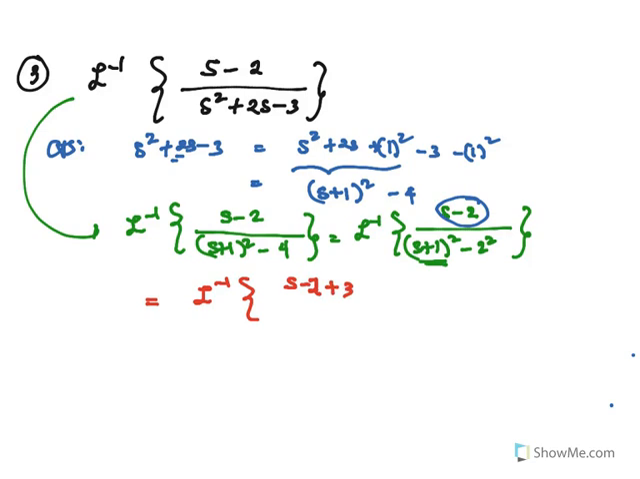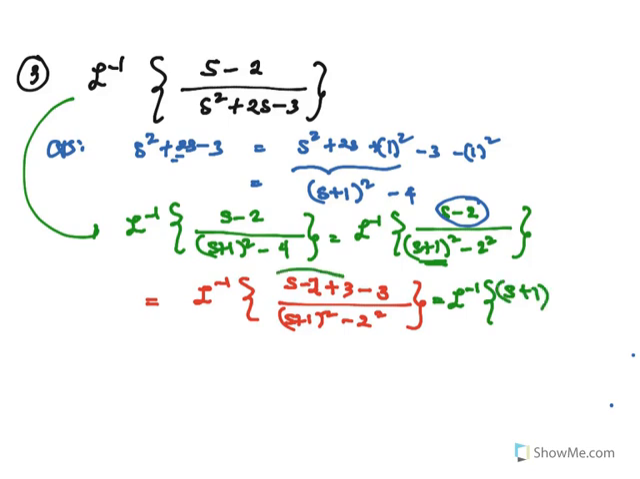Since s minus 2 plus 3 is s plus 1, but since I add 3, I should subtract 3 also. So I just added 0. Divided by s plus 1 squared minus 2 squared. So basically, what we have here is inverse Laplace of s plus 1. So this part here is s plus 1 minus 3 all over s plus 1 squared minus 2 squared.